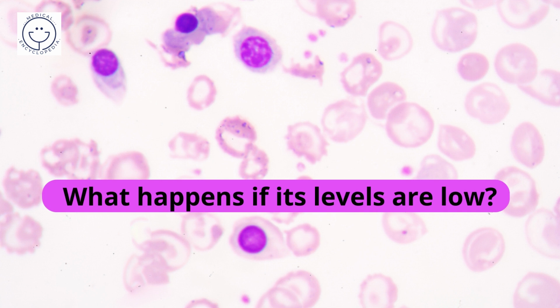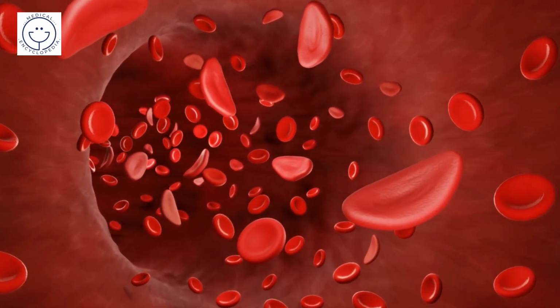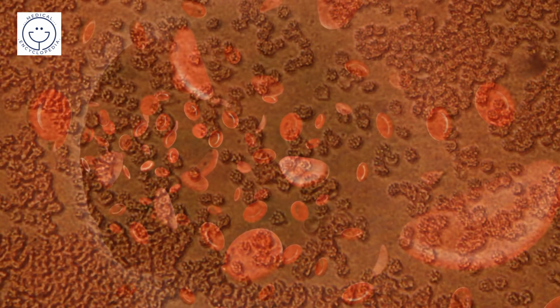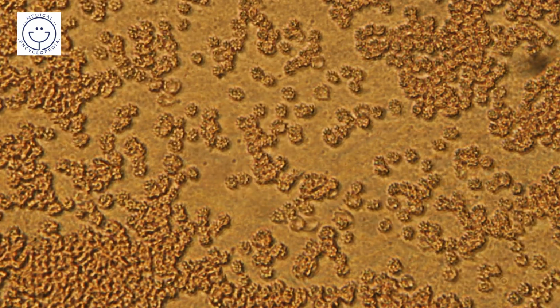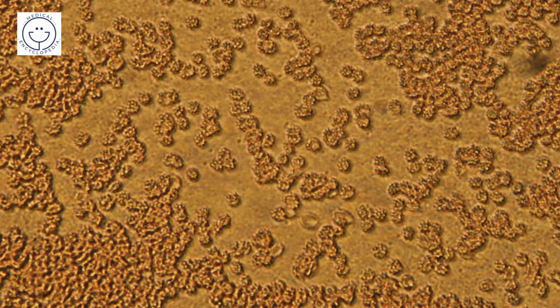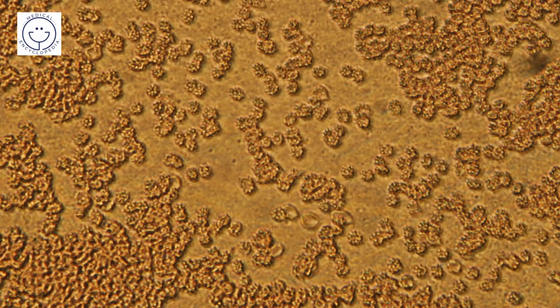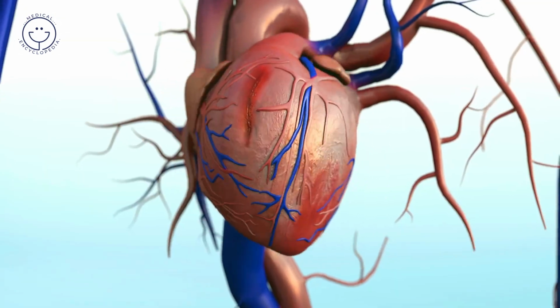What happens if its levels are low? Without an adequate level of hemoglobin in the blood, serious health problems can arise. Anemia, for example, is a condition in which a person has a low hemoglobin level and, as a result, cannot carry enough oxygen to their cells. This can cause fatigue, weakness, and shortness of breath.